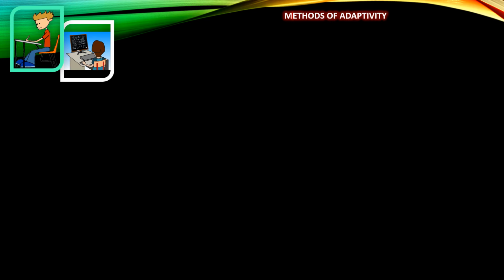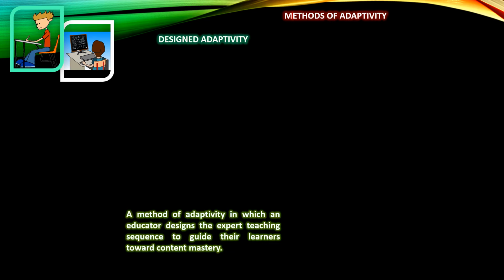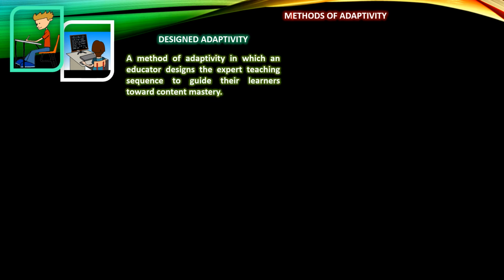Methods of adaptivity. Designed adaptivity is a method of adaptivity in which an educator designs the expert teaching sequence to guide the learners toward content mastery. They drive how the lesson adapts feedback and content sequences in the lesson. Adaptations can occur based on a variety of factors called adaptivity factors.